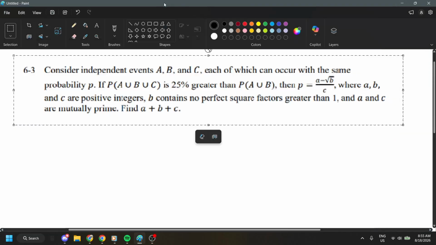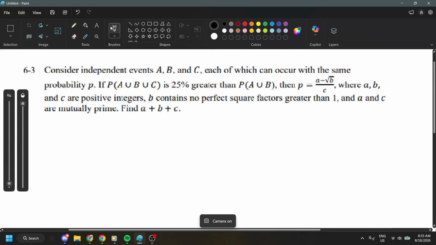Consider independent events A, B, and C, each of which can occur with the same probability P. If the probability of A, B, and C is 25% greater than the probability of A and B, then P is equal to (A minus root B) over C, where A, B, and C are positive integers, B contains no perfect square factors greater than 1, and A and C are mutually prime.